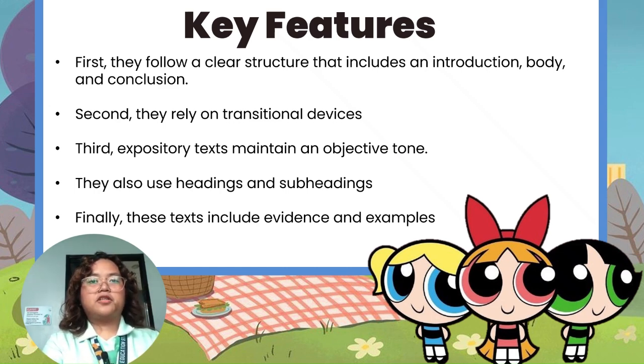Third, expository text should maintain an objective tone, meaning the writer stays neutral, sticks to facts and does not include personal feelings. They also use headings and subheadings to divide the text into logical sections, making information easier to locate. Finally, these texts include evidence and examples, such as facts, statistics, or expert statements to make explanations clearer and more believable.